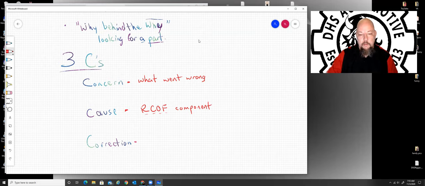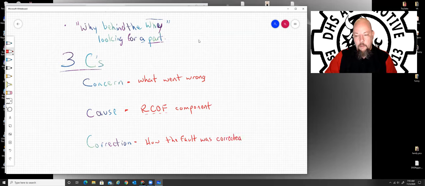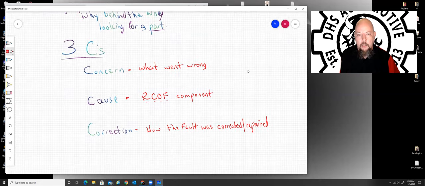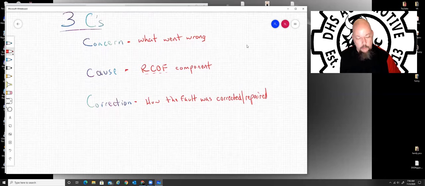And then correction is how the fault was corrected, or repaired. All right. So those are the three C's right there. This is how you find the why behind the why. All right. Now, let's just use a little example here before we actually.